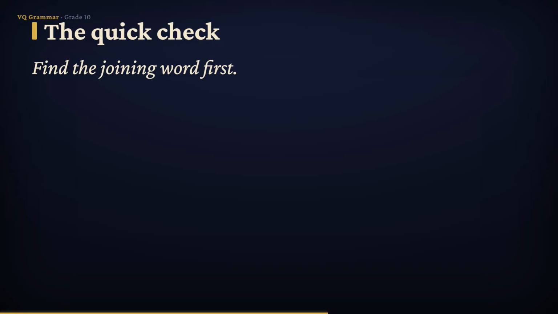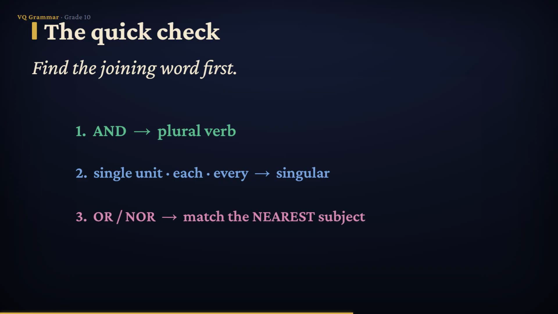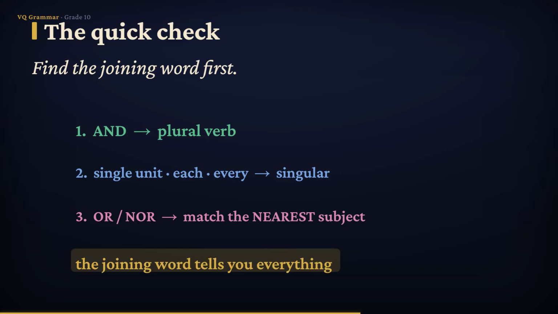Let's turn all of that into a 3-step check you can run in about a second. Rule 1. Joined by and, go plural. Rosa and Devin are. Rule 2. Unless the pair names one single person or one single thing, or unless each, every, or many a is sitting in front, and then you go singular. And Rule 3. Joined by or nor, then ignore everything except the subject nearest the verb, and match that one. Find the joining word first, and the sentence will tell you the rest.